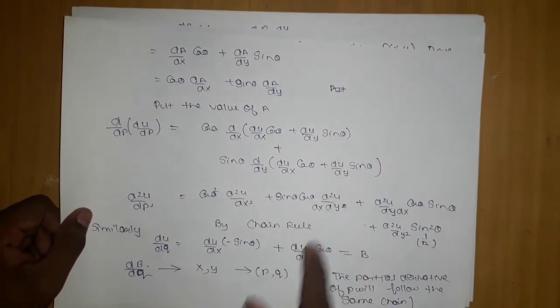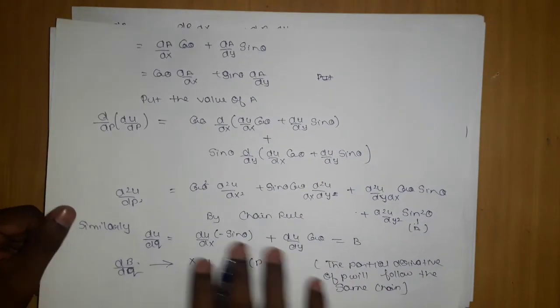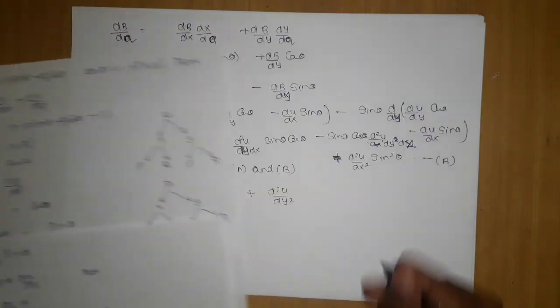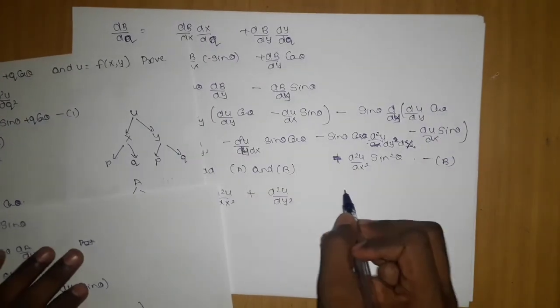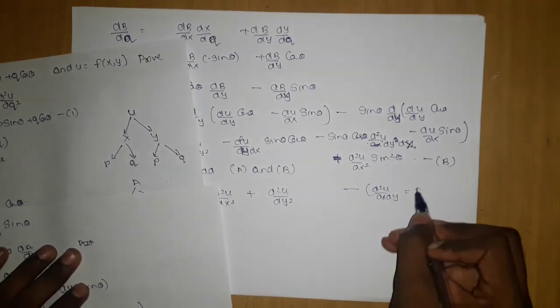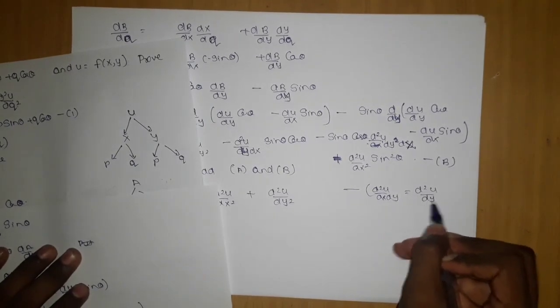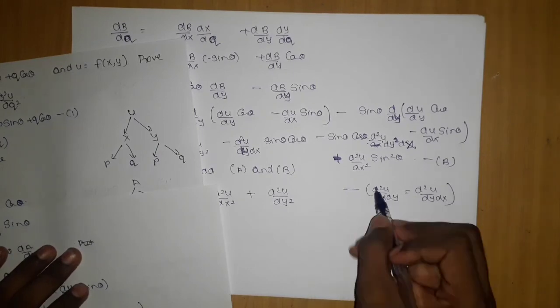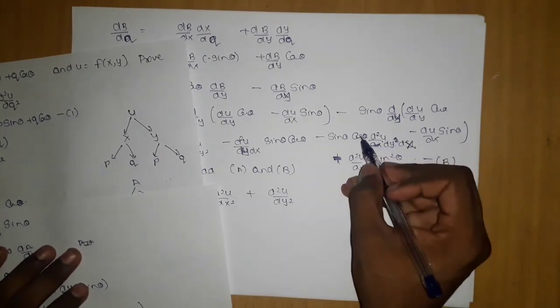From here we got dou square u by dou x dou y, and here you have to mention at each step when you are solving, you have to mention one property: dou square u by dou x dou y is equal to dou square u by dou y dou x. This is the property of partial differentiation. Then only you are allowed to cancel these two terms, these two with these two.